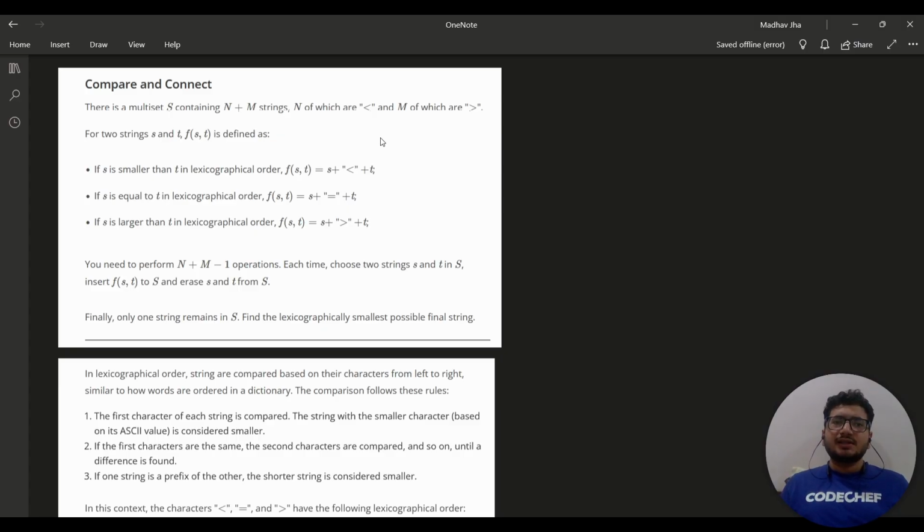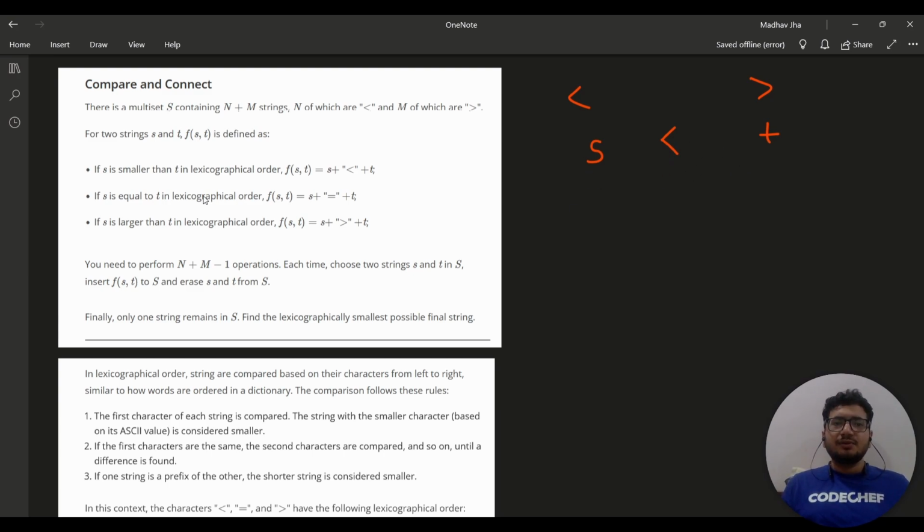There is a multiset S containing n plus m strings, n of which are this less than sign and m of them are this greater than sign. Now for two of the strings, we can call them S and T, we define a function of S and T as follows. If the string S is smaller than T in lexicographical order, then the value of our function is S concatenated with the less sign and then T.